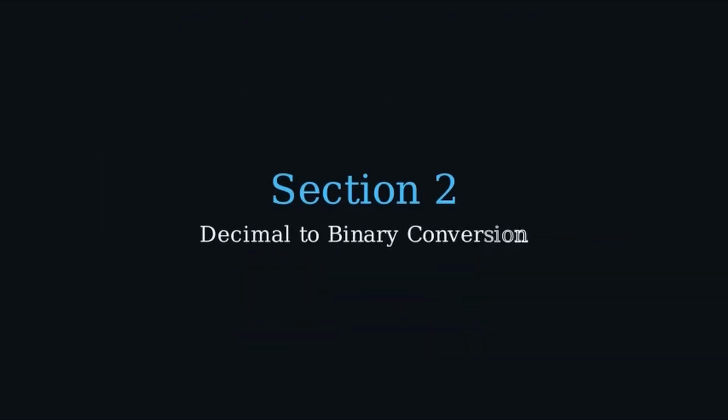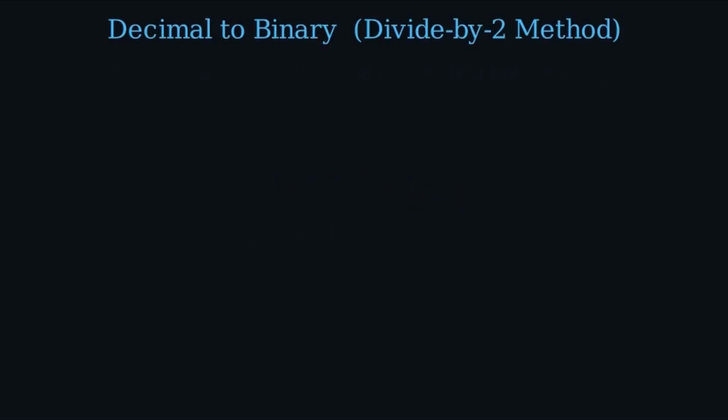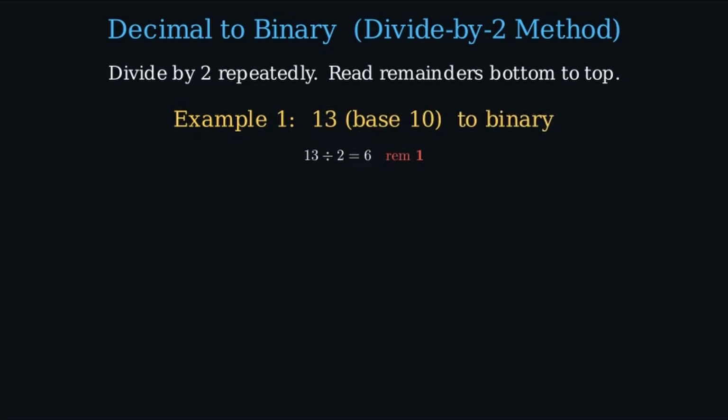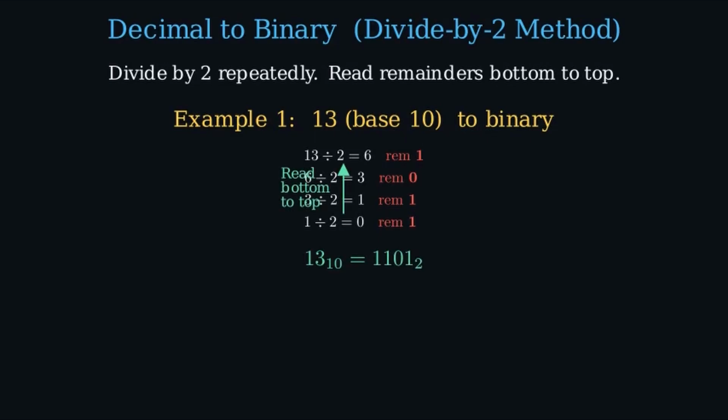So how do we convert decimal to binary? In our example, we'll use the divide by 2 method, so we'll just take the number and continuously divide by 2. So 13 divided by 2 is 6, remainder 1. Continue all the way down until we run out of numbers, and then the remainders we read bottom to top, and that's our binary value. So 13 is 1101.